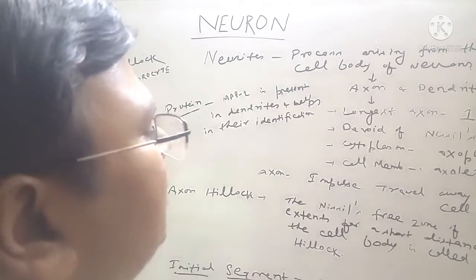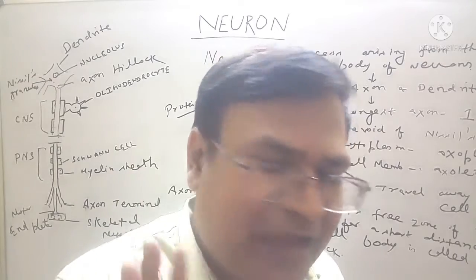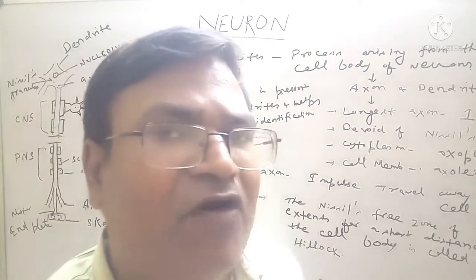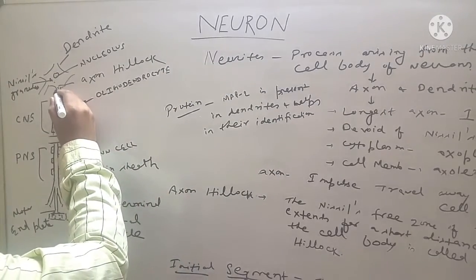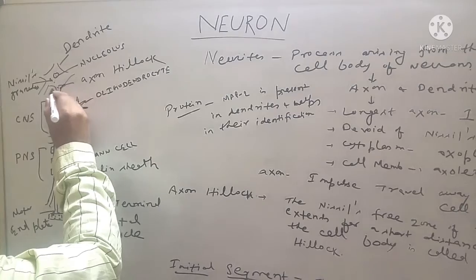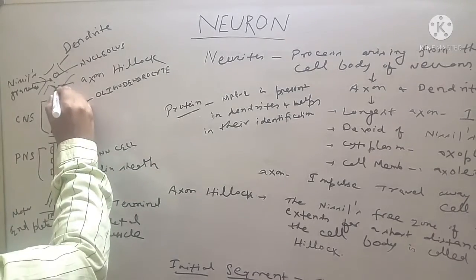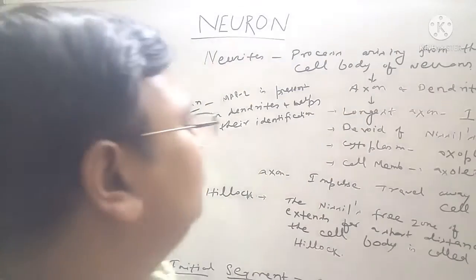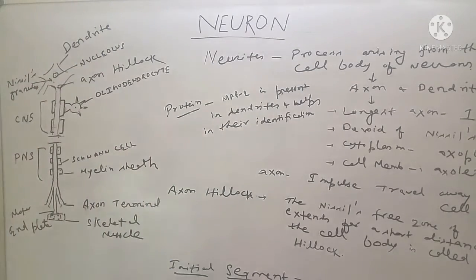And the next term is the axon hillock. What is the axon hillock? In the axon, the nissl substance is absent. The nissl free zone of the axon extends for a short distance into the cell body, and that is called the axon hillock.